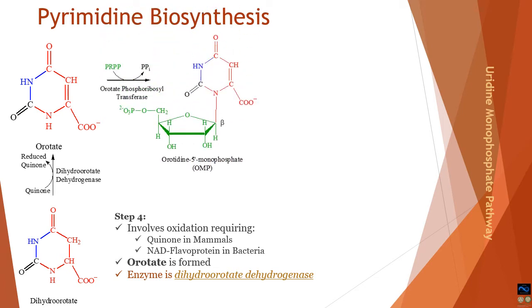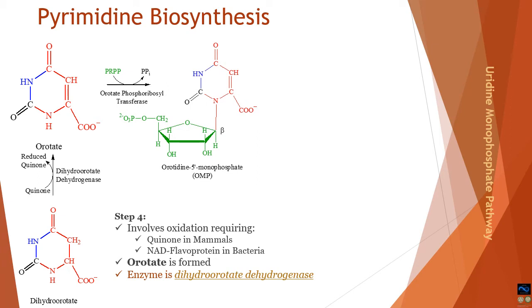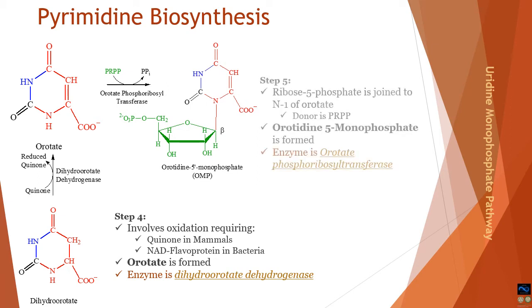Then this orotate is bound to a ribose 5-phosphate, which is donated by PRPP. So the addition of the ribose is in this fifth step of the pyrimidine biosynthesis, and here the orotidine 5 monophosphate nucleotide is formed. The enzyme is orotate phosphoribosyl transferase. So this is the penultimate step of the synthesis of pyrimidines.